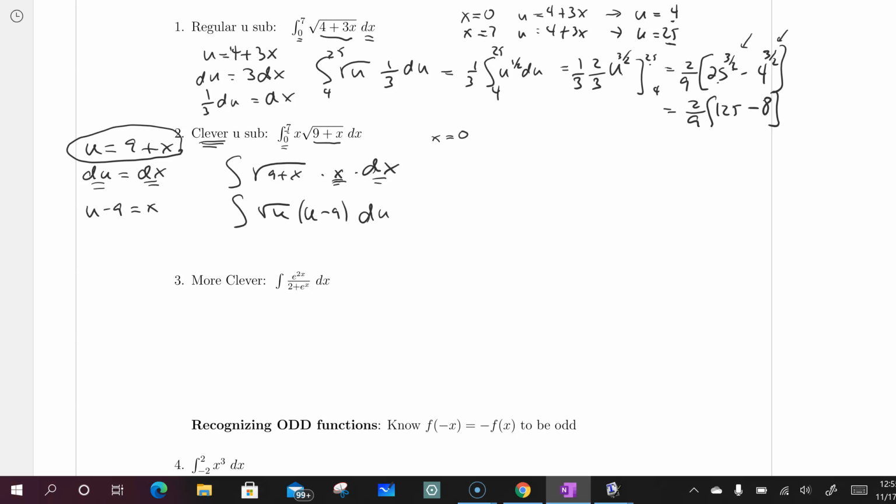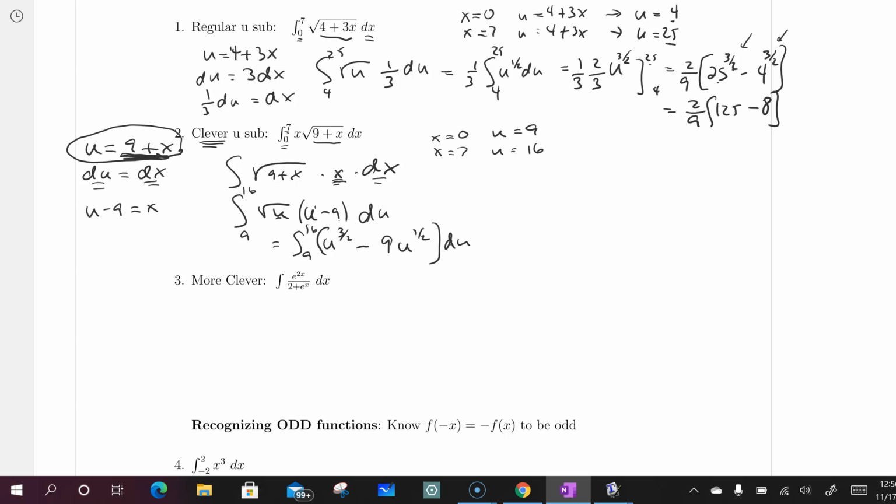So I'm going to put x equals 0 into this conversion factor. So I get u equal 9. If I put x equals 7 into this conversion factor, I get u equals 16. So 9 to 16. Okay, so in order to take this antiderivative, I'm going to need to multiply this out. So I'm going to multiply these two terms. So this is u to the 1/2 times u to the 1, and you know you add exponents, right? So 1/2 plus 1 gives me u to the 3/2. Minus, and if I multiply this, I get minus 9 u to the 1/2.